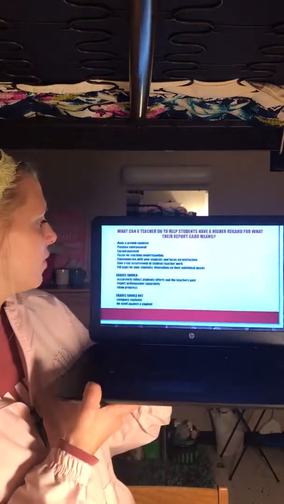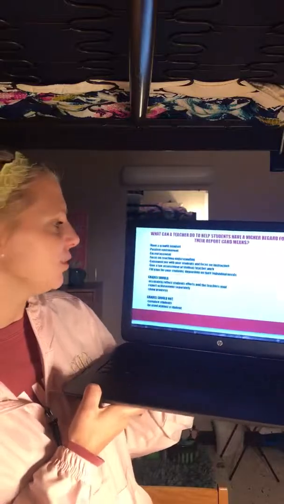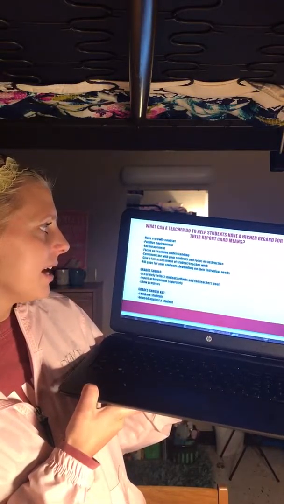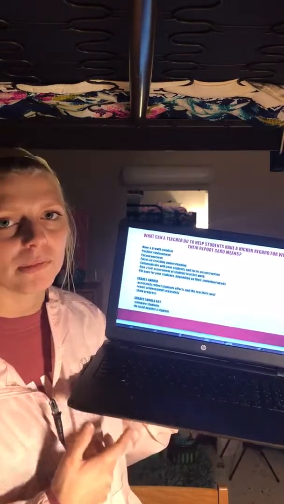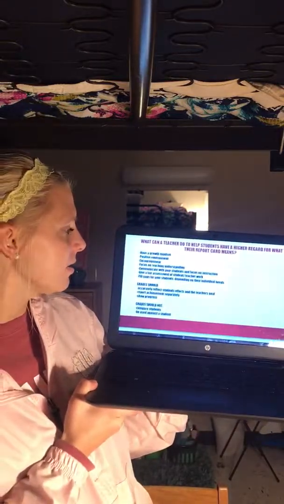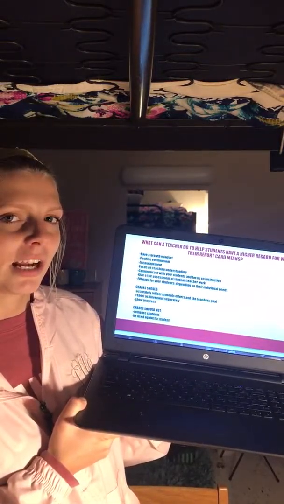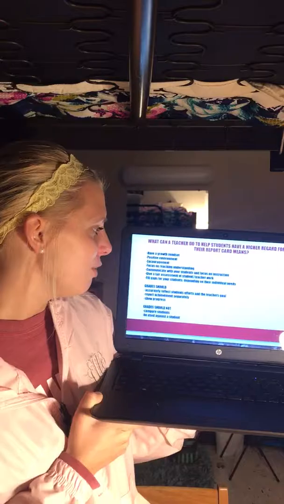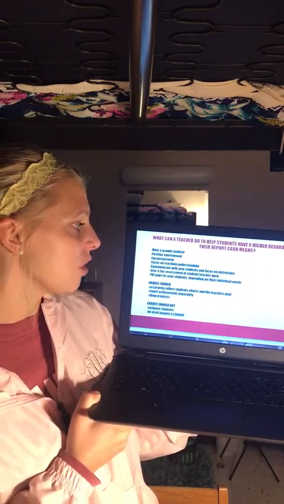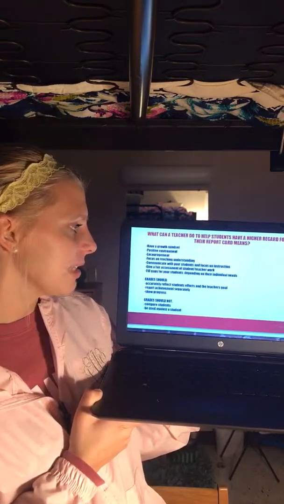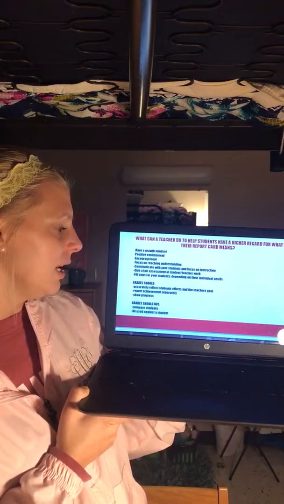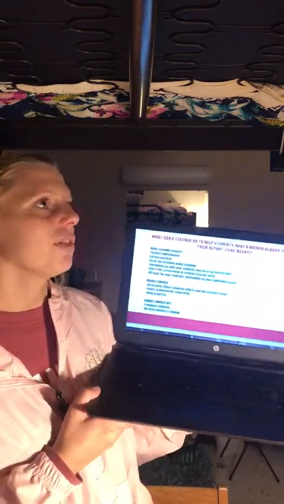So there's a few things here that a teacher can do. They can have a growth mindset. They can obviously have a positive environment, be in a state of encouragement for their students, focus on reaching understanding and common ground with their student, communicating with students and focusing on instructional activity, giving a fair assessment of the student and teacher workload, and filling gaps for your student depending on their individual needs. Those are all things that can be done.